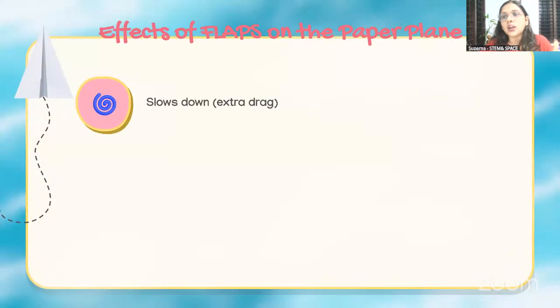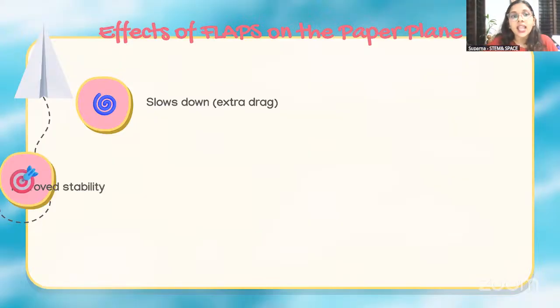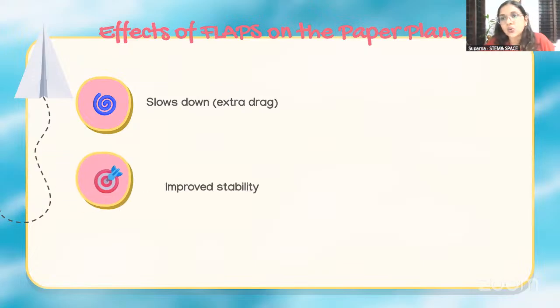Okay, so in paper planes, what it actually does is it slows down the plane. It creates extra drag on the plane, and that is actually making the plane slow down. Okay, so if you are making it on the dart, you can clearly see the difference. The dart was going so fast, and when you added the flaps, it's actually making it slow. Okay, and you can see it is improving the stability. When you first threw the dart, it was going fast and it was falling, but when you put the flaps, it is actually staying in the air for some time, and then it's going. So it is creating more stability. When you add flaps, it creates more stability.